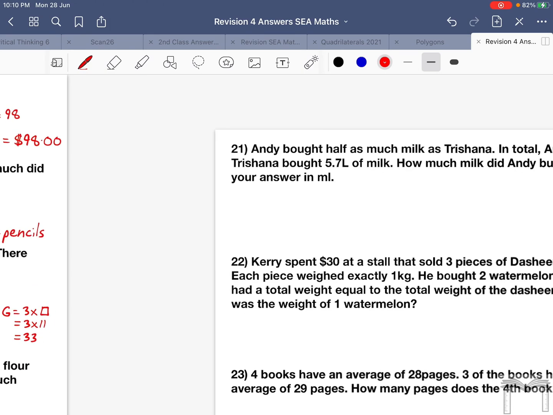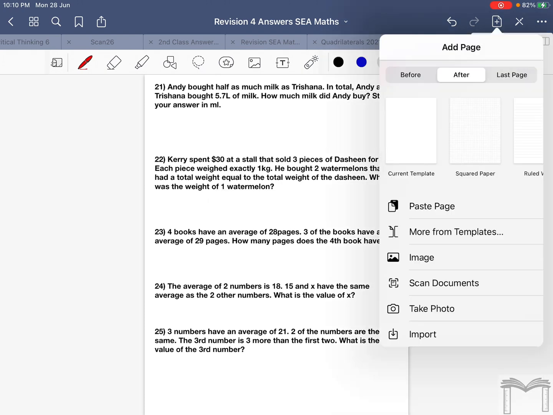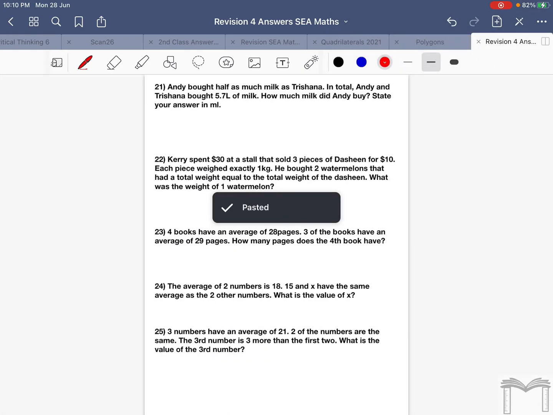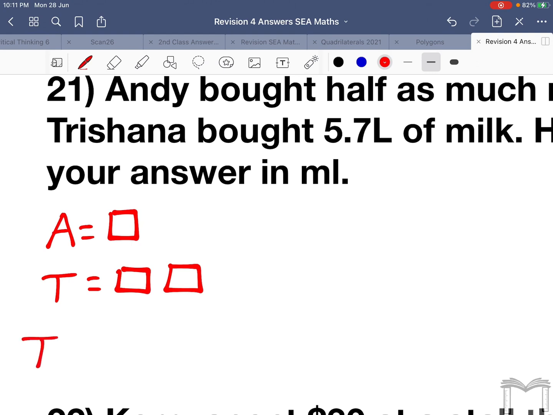So firstly, let me copy this page so I have a separate page for the solutions. Right, good. So we'll use Andy as box, seeing that Andy got less. Trishana will be 2 boxes because Andy got half the amount of Trishana. So in total, that will be 3 boxes, or like I like to put it, 3 times box. And this is equal to 5.7 liters.